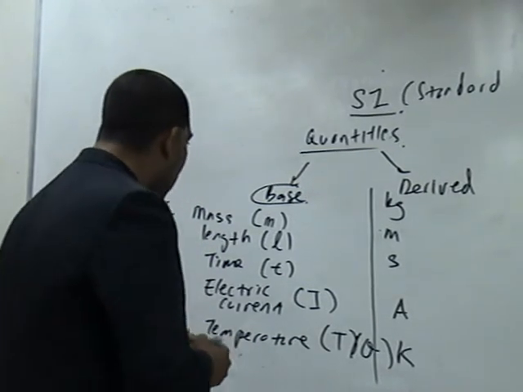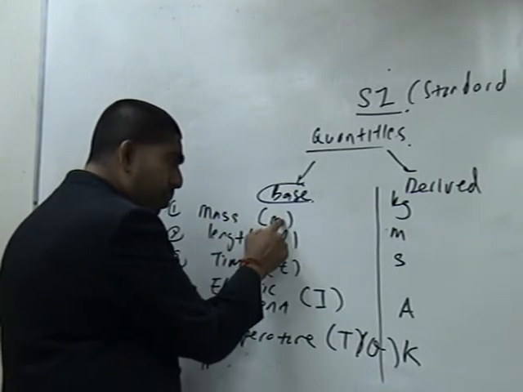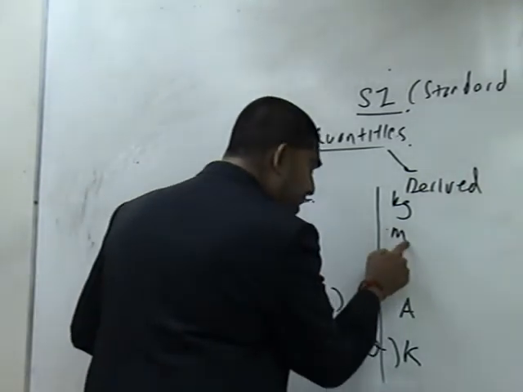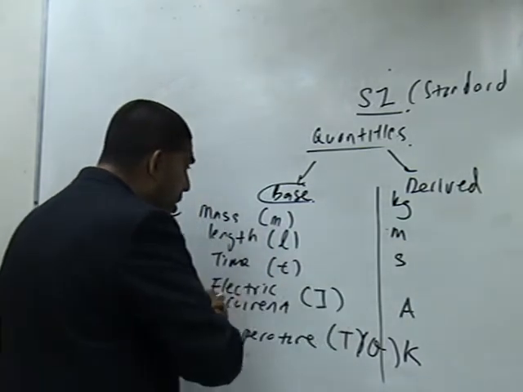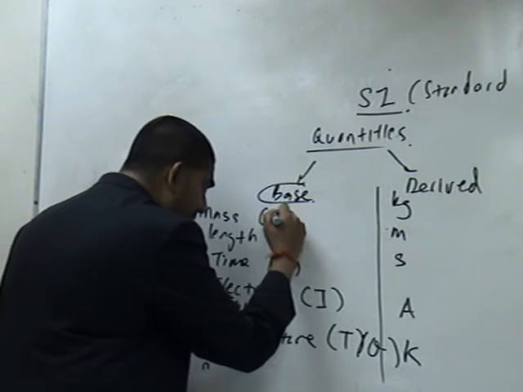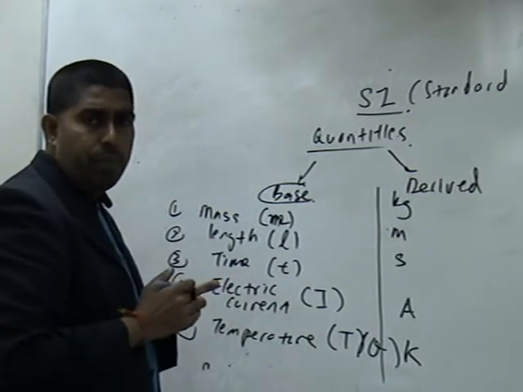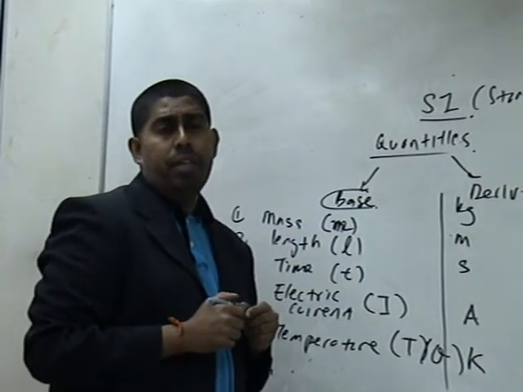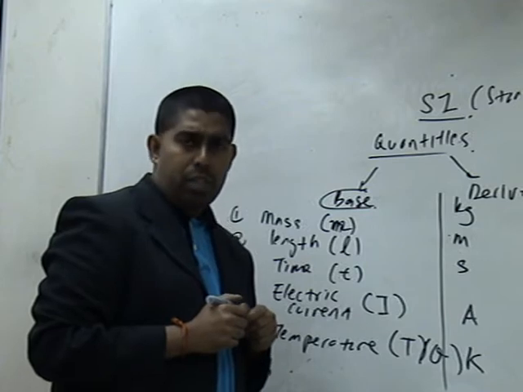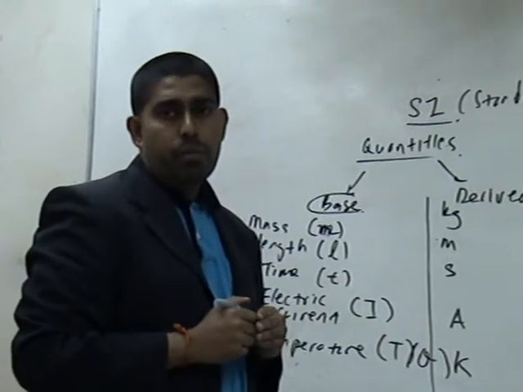Now, you may ask me, teacher, mass, the symbol is M. The SI unit for length is also m, teacher. How do I differentiate this? Very simple. Here, the symbol is written slightly cursive. The symbol for mass is written in cursive writing. Got it, students, now? Alright, so these are the base quantities.